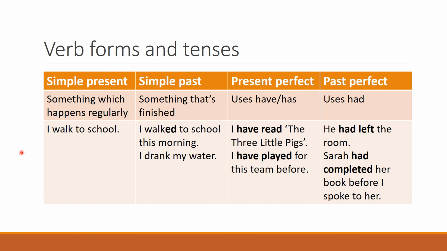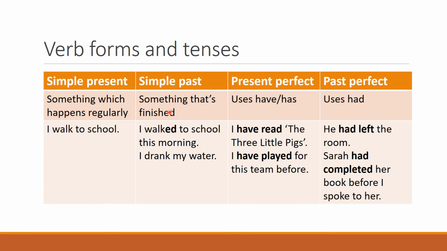So to begin with, the simple present is something which happens regularly, and the verb in a sentence that's written in the simple present will be the base form of that verb, so the verb that you would find in the dictionary. For example, I walk to school. The verb walk is the base form of the verb to walk, which we would find in the dictionary.